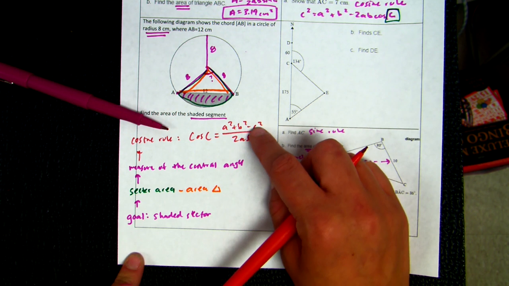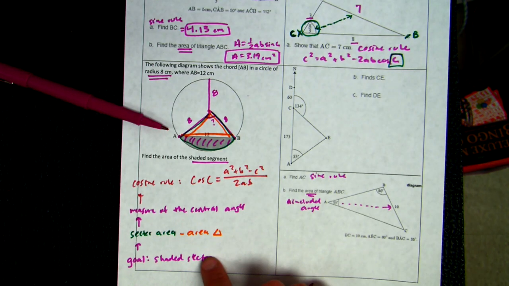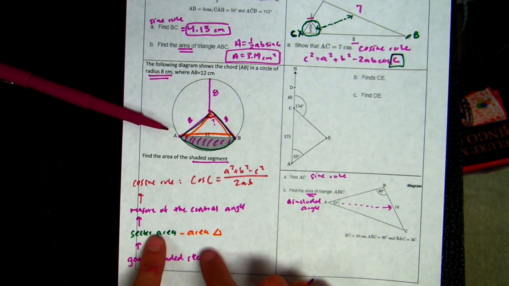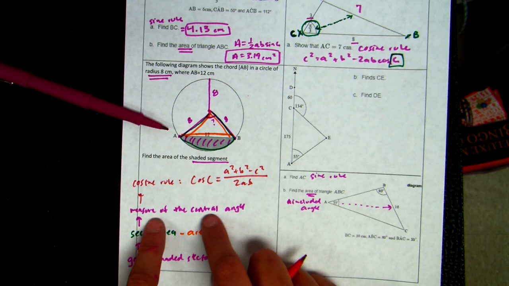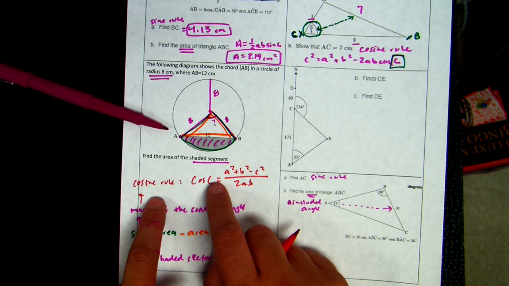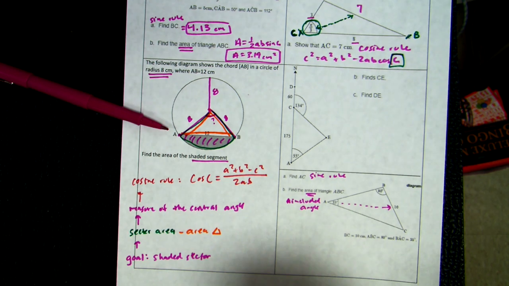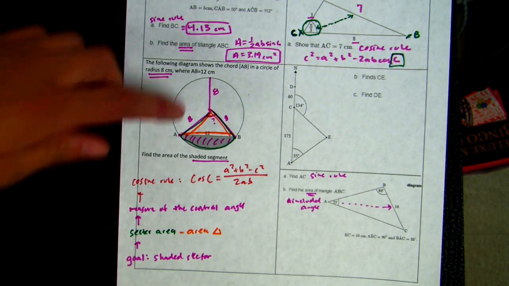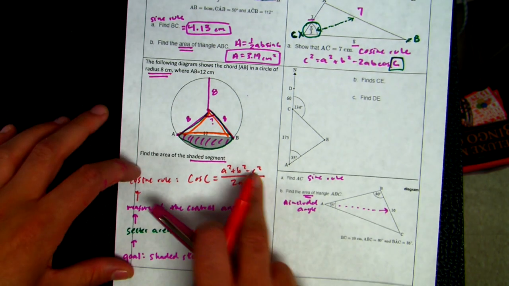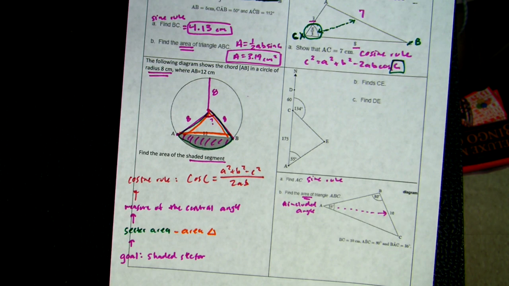Okay, so this is my plan. I needed to find the shaded sector. I knew I could do that by the sector area minus the area of the triangle. In order to do that, I need to know the measure of the central angle. I'm going to start with cosine rule. That's how I backwards plan when problem solving. I think about what's my goal, what do I know, and how do I get it to a specific rule that I actually have enough information to use. So that's what we're going to do next.